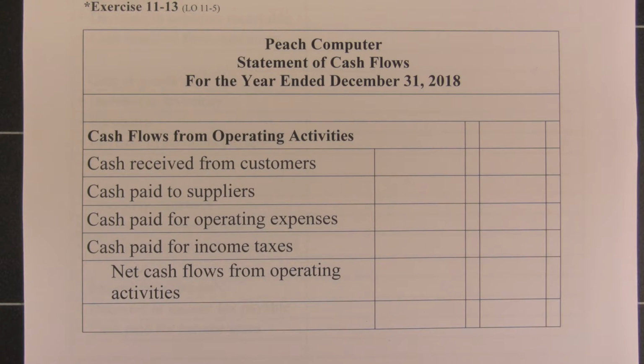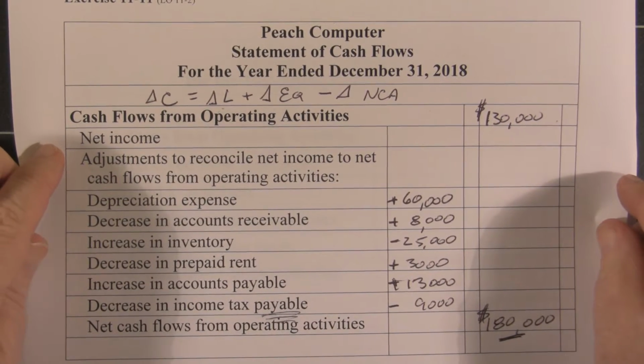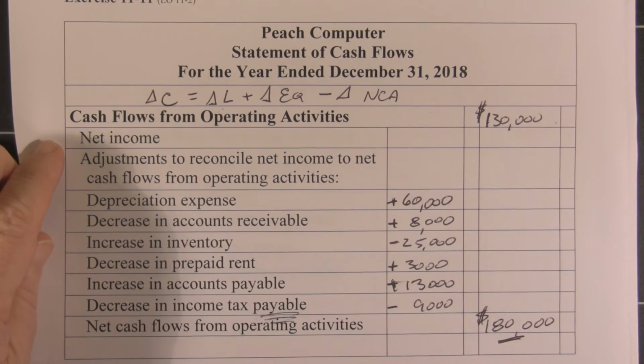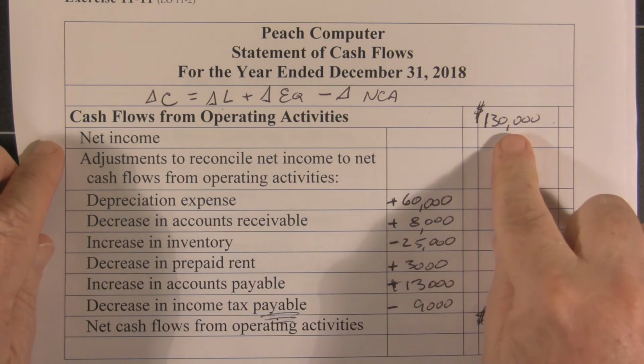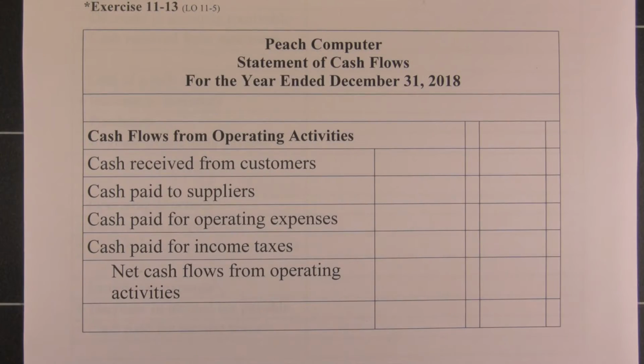Exercise 1113 refers you back to exercise 1111. When we did 1111, we did the indirect method, so we started with net income. 1113 says, please do the direct method. So instead of starting with net income, we start with cash received from customers. So let's take a look. And they tell us the cash received from customers is computed as such.